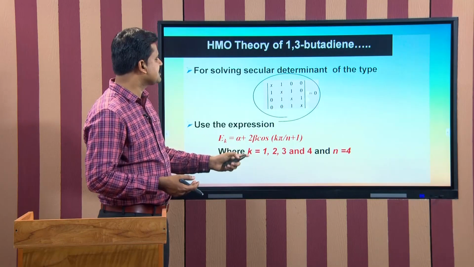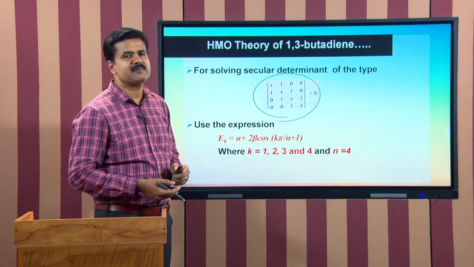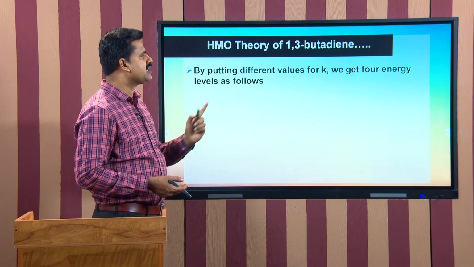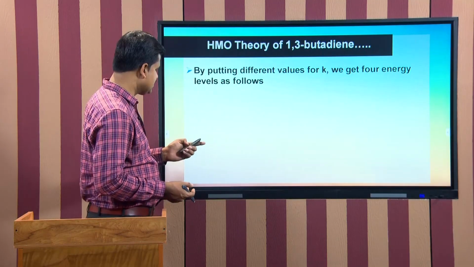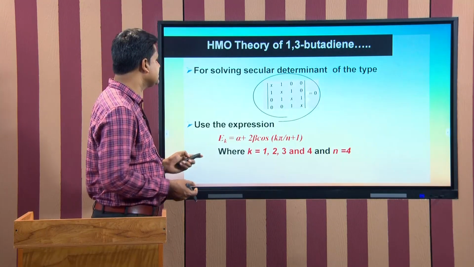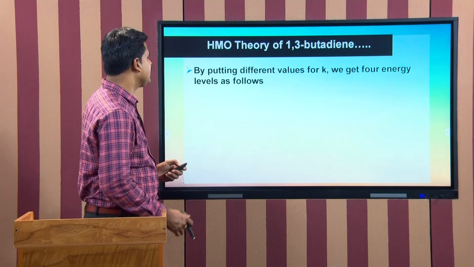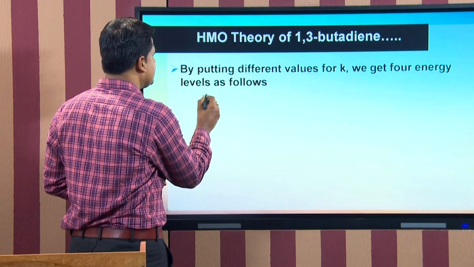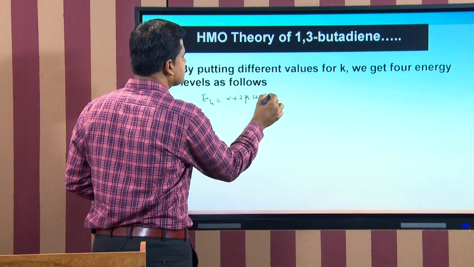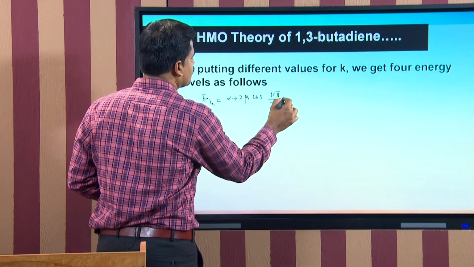And this kind of matrix can be simplified by the expression Ek is equal to alpha plus 2 beta cos (k pi divided by n plus 1). Thus, by putting different values for k, we get 4 expressions for the energy levels. This is the expression: Ek is equal to alpha plus 2 beta cos (k pi divided by n plus 1).